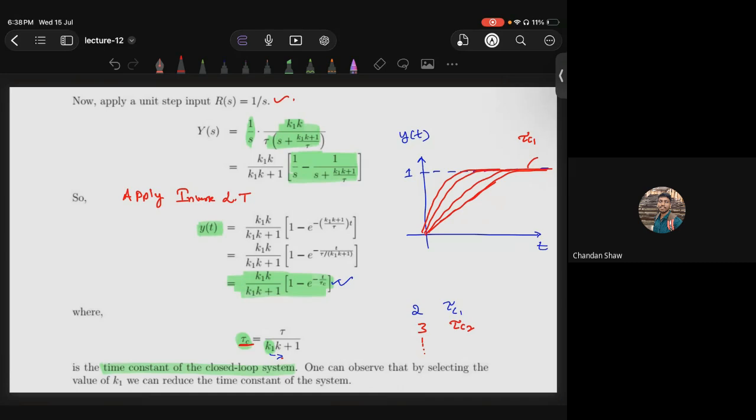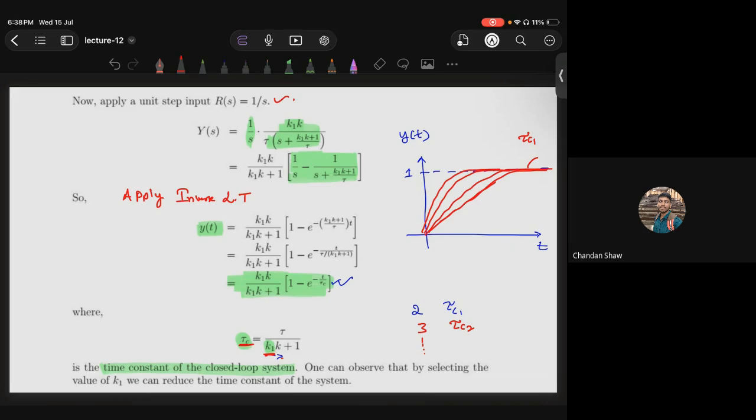So time is less means the response reaches the steady state value faster. This flexibility you're getting, you have the flexibility of choosing K1. By properly choosing K1, you can change the response fastness. Response fastness is changing means what?